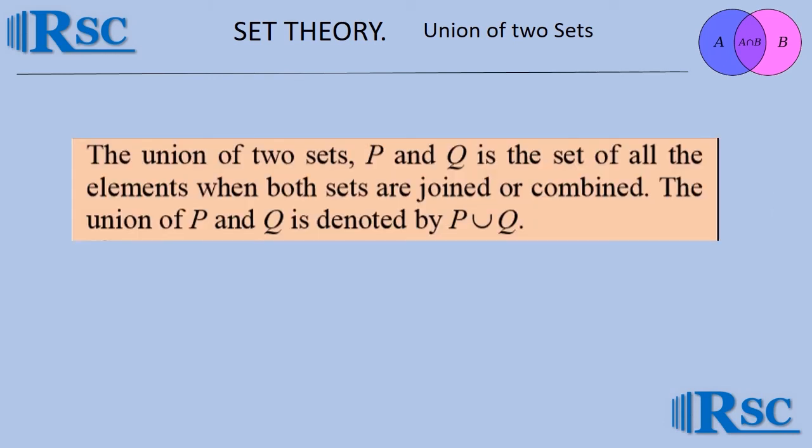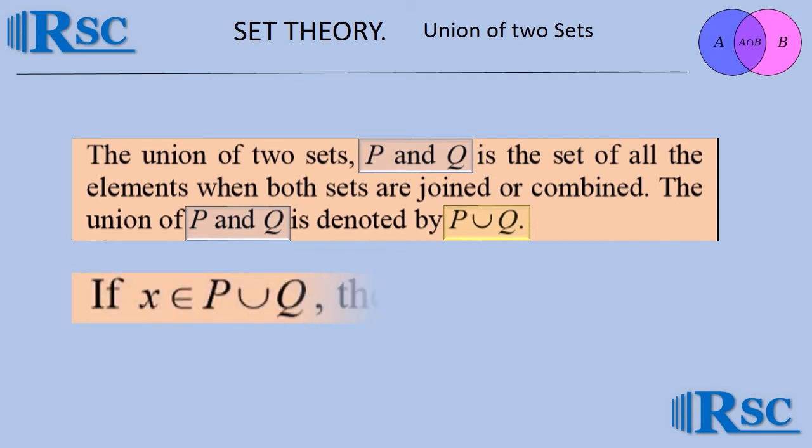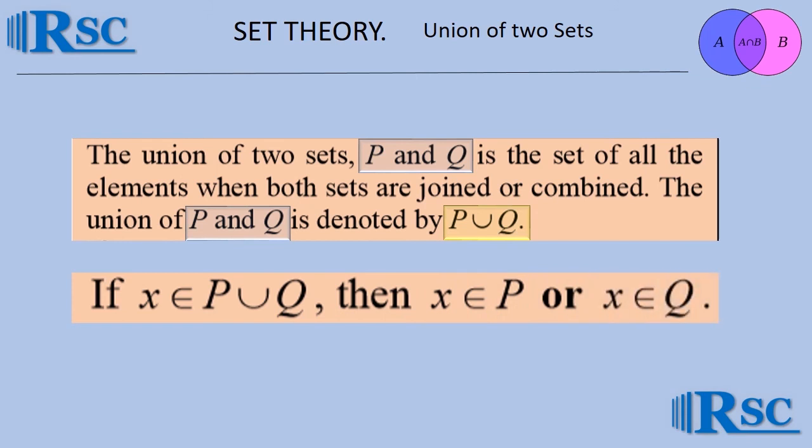And so, in other words, the union of two sets, say P and Q, is the set of all elements when both sets are joined or combined. And so the union of P and Q is denoted like this, as we have seen. And if an element, let's say X, exists in the union, then it must exist in either P or Q, or both.